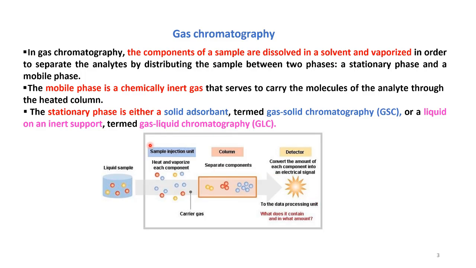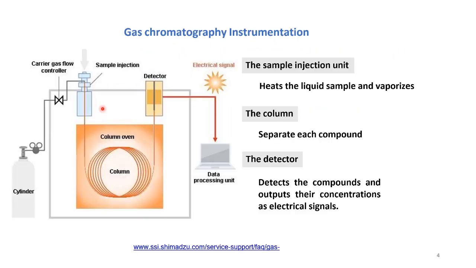So the mobile phase is a chemically inert gas, and it should not be carrying any oxygen or anything. We will talk about the carrier gas again in later slides. The stationary phase is sometimes a solid adsorbent, in which case we call it gas-solid chromatography, or it can be a liquid on an inert support, in which case we call it gas-liquid chromatography (GLC). So these are two types depending upon the stationary phase.